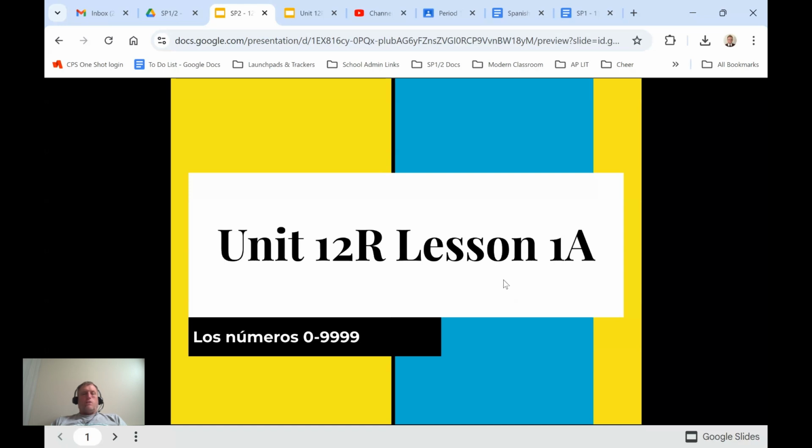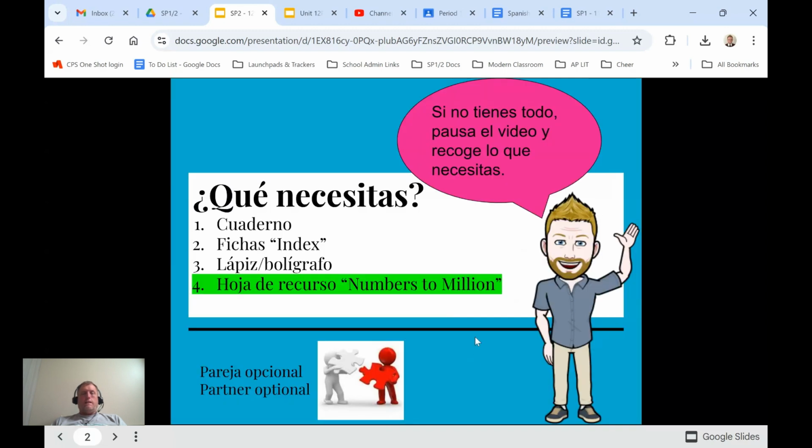Los números 0 a 9999. ¿Qué necesitas? ¿Un cuaderno? ¿Fichas index? ¿Lápiz o bolígrafo? Y tu hoja de recurso, numbers to 1 million.